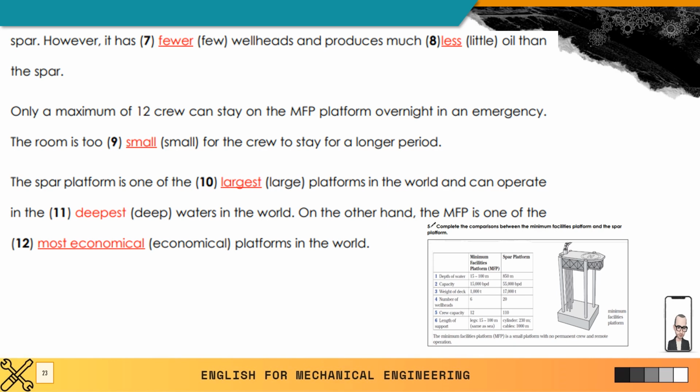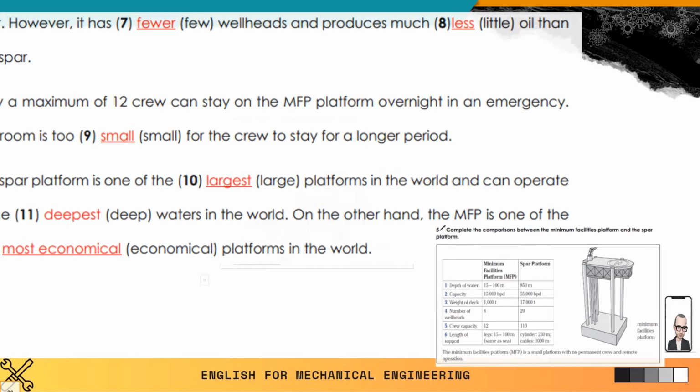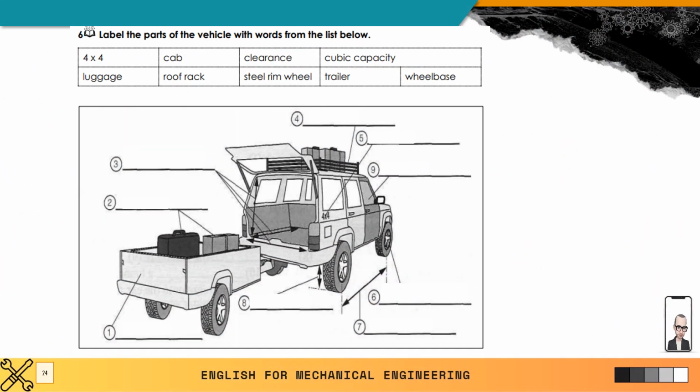I think we've got one more slide here. Oh yes, just a quick vocabulary task. Okay, so a couple of new words here: 4x4, cab, clearance, cubic capacity, luggage, roof rack, steel rim wheel, trailer, and wheelbase. Take a screenshot or open your workbooks and complete the diagram with the words. I will give you exactly 2 seconds for it.